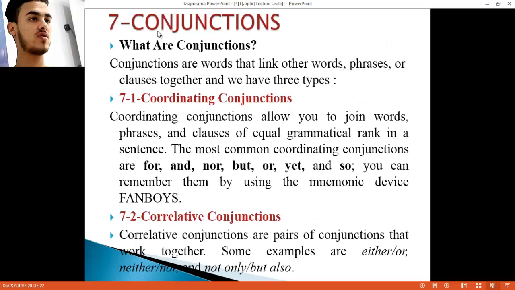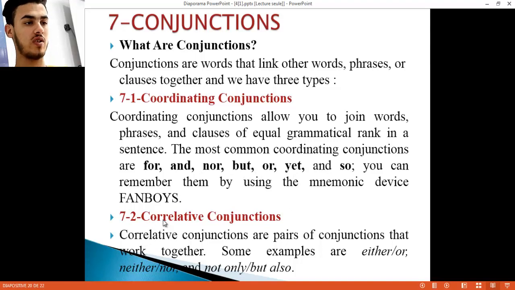So, we have also conjunctions as a part of speech. What are conjunctions? Conjunctions are words that link other words, phrases, or clauses together, and we have three types of them. We have the coordinating conjunctions, or what are called the FANBOYS, which are F, A, N, B, O, Y, and S, the beginning letters of each one of them. We call them the FANBOYS: for, and, nor, but, or, yet, and so.